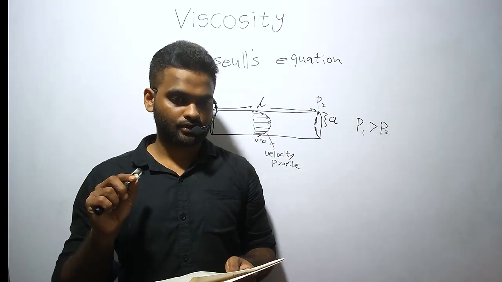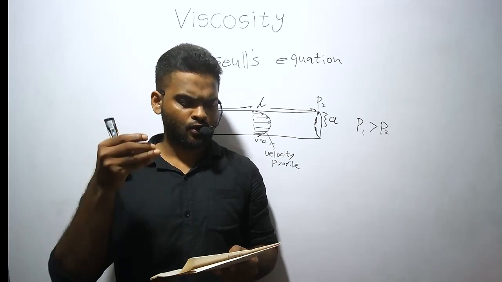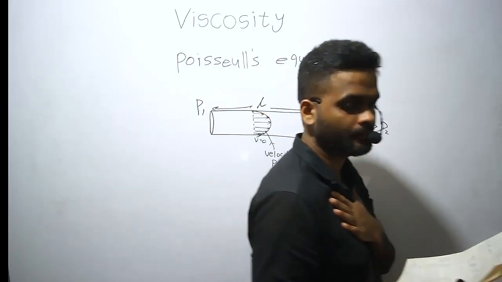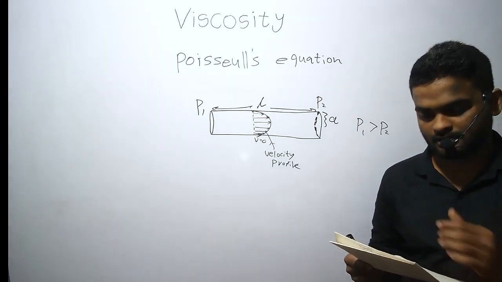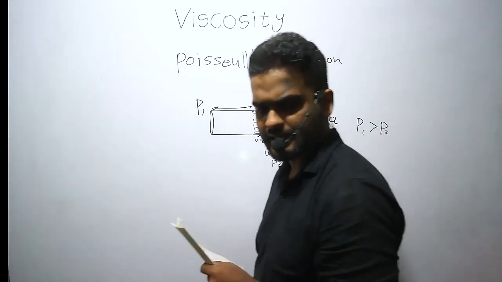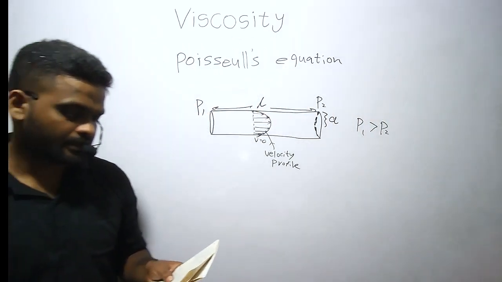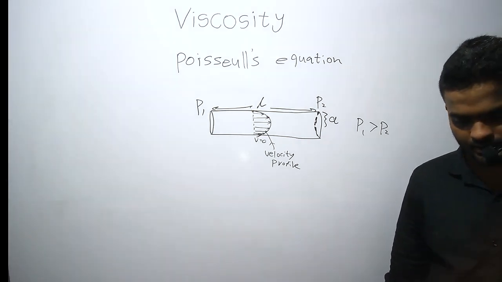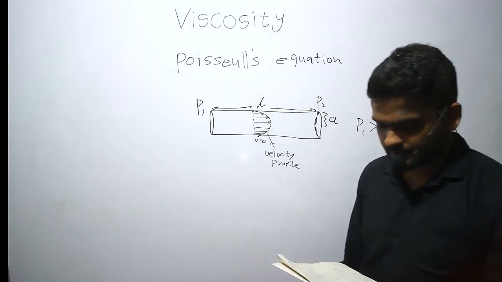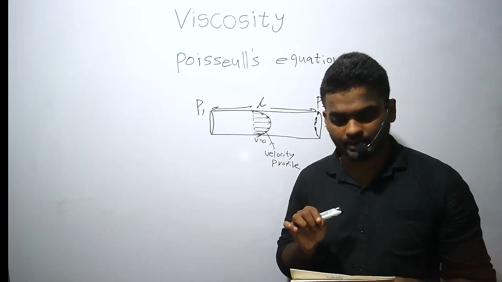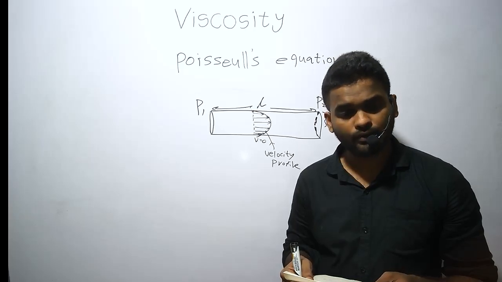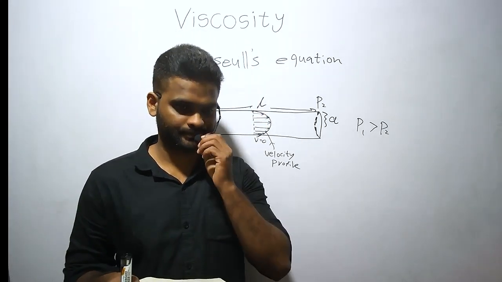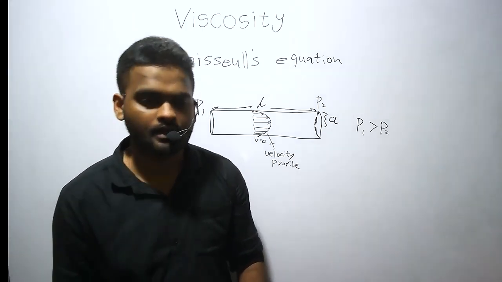Take down this note. Below that, velocity of liquid layer in contact with inner wall of tube is 0. Right?